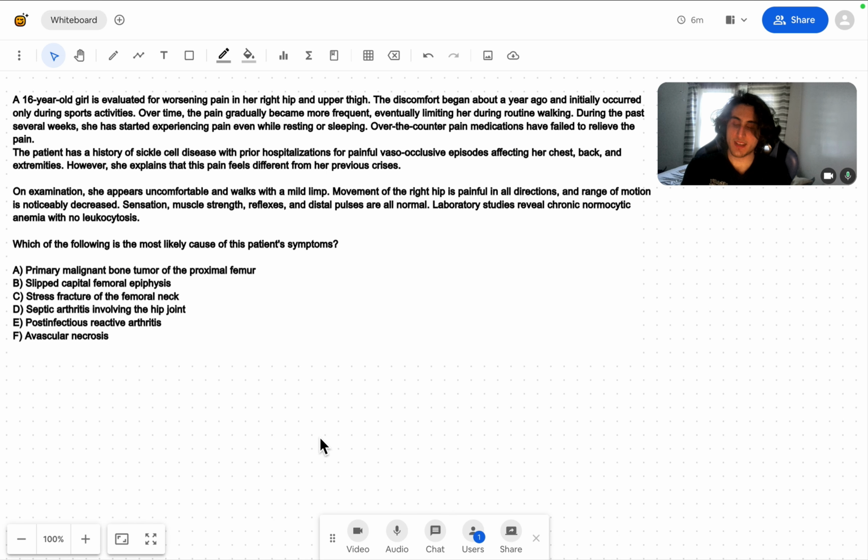F, avascular necrosis. Avascular necrosis actually can happen due to sickle cell disease, and this patient has had sickle cell disease in the past, and avascular necrosis can lead to hip pain as well as groin pain, and it could also limit the range of motion. So I would say among all these answer choices, F is the best answer choice.